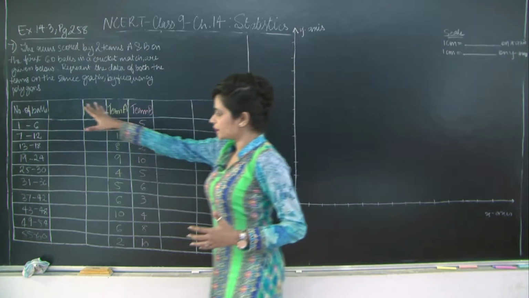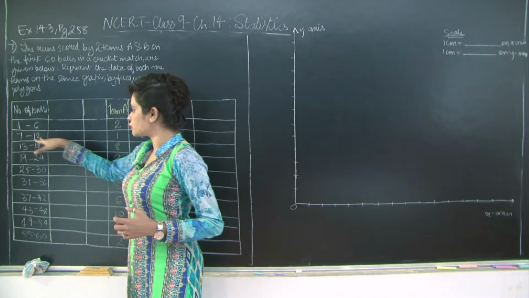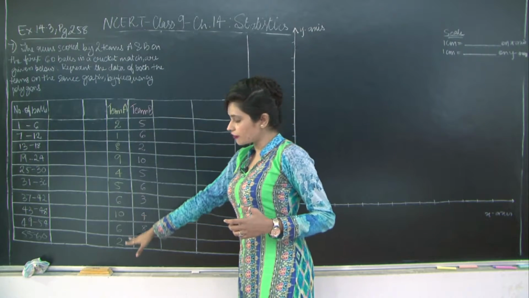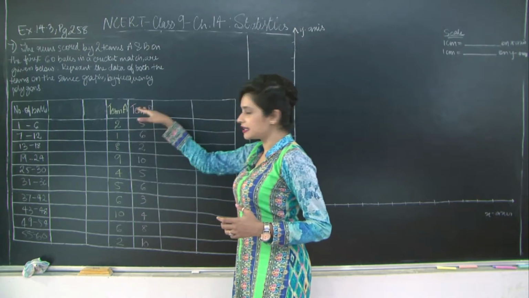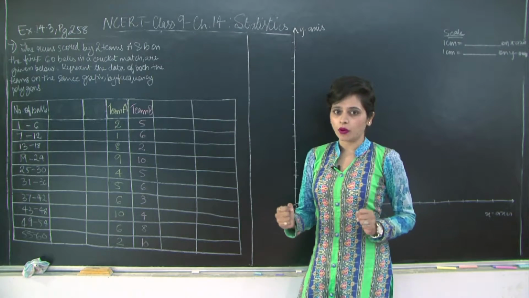So here are the ranges of the balls. So from 1 to 6, 7 to 12, 13 to 18. And here we have the data of the runs scored by team A and team B. Now we need to represent this data using frequency polygon.